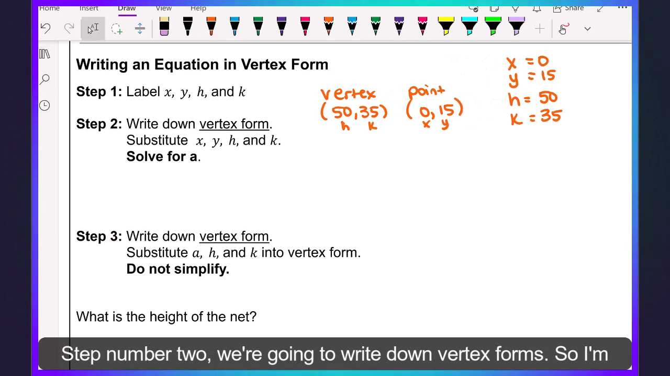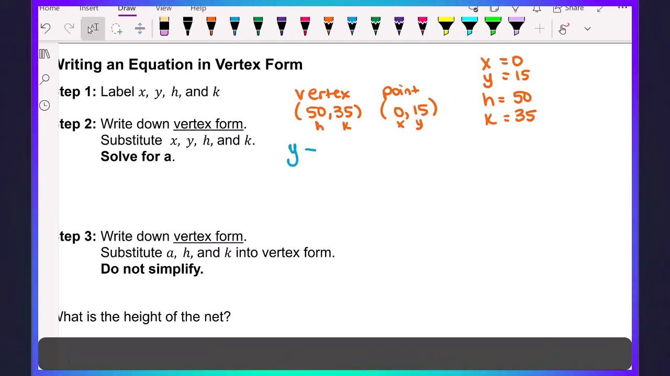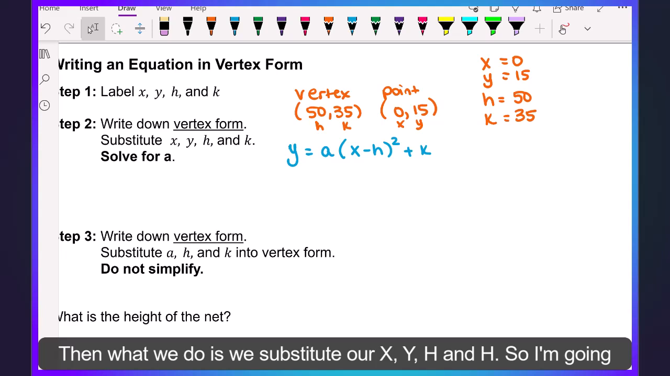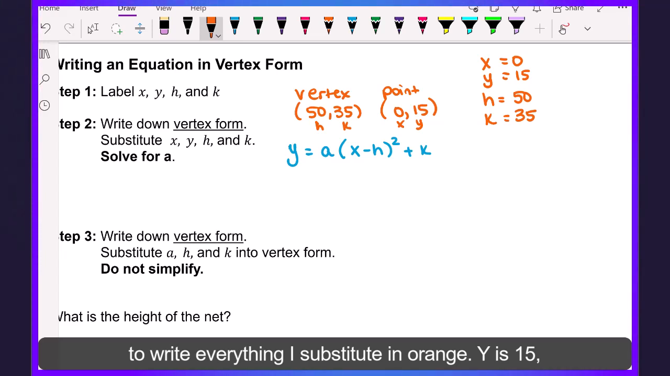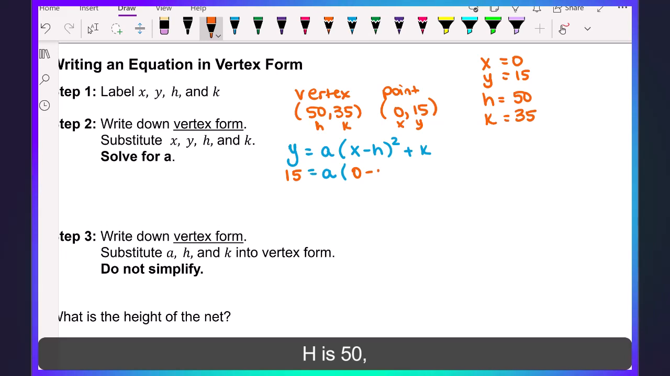Step number 2, we're going to write down vertex form. So I'm going to change colors. Vertex form is y equals a times x minus h squared plus k. Then what we do is we substitute our x, y, h, and k. So I'm going to write everything I substitute in orange. So y is 15. I don't know a. X is 0. H is 50.